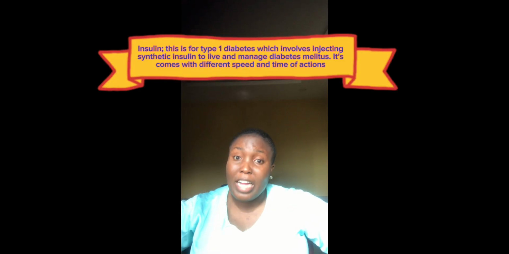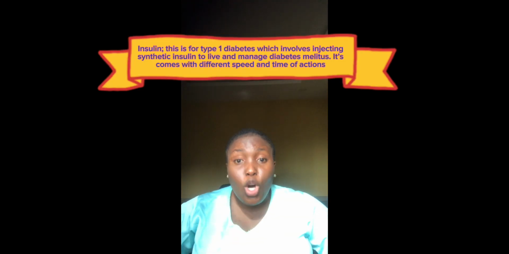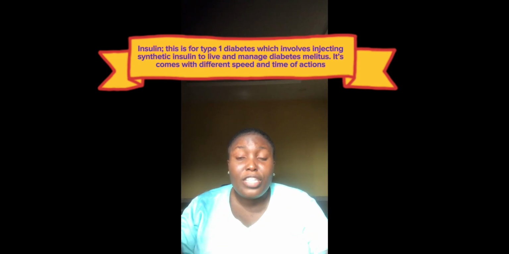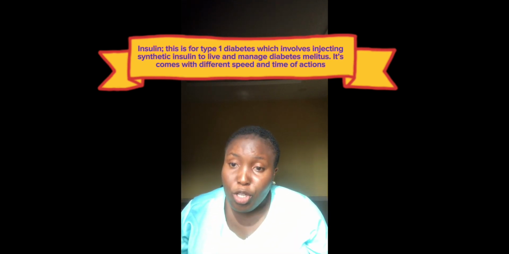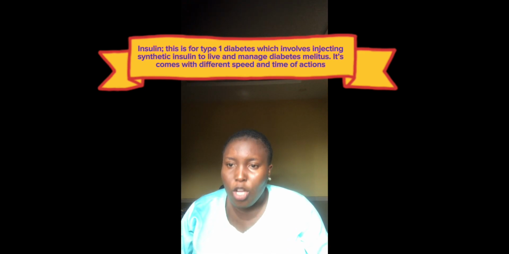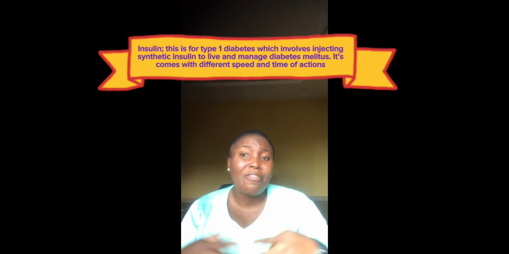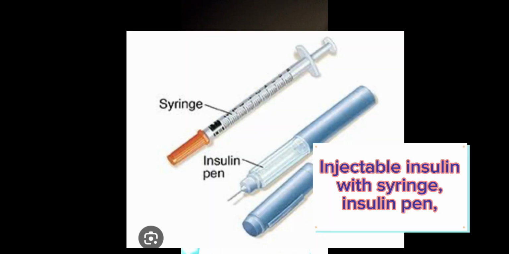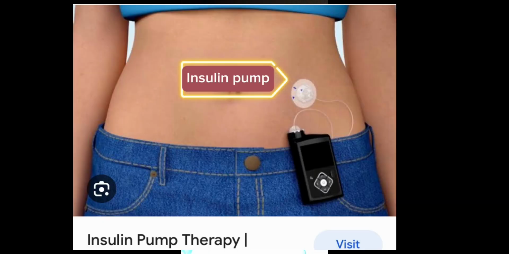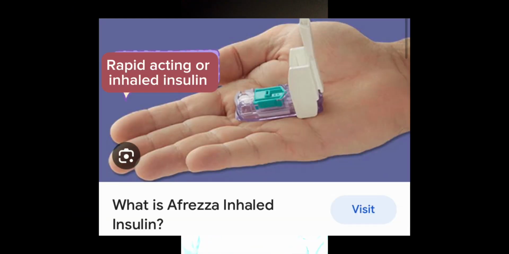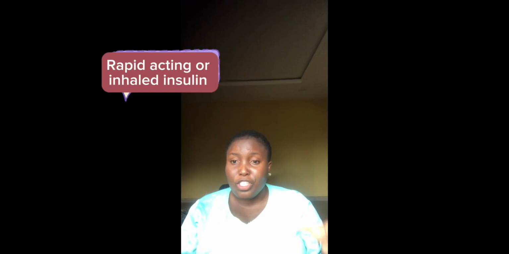Insulin will be administered for people that have type 1, because the pancreatic cells that are supposed to produce the insulin are damaged, so they will need to give them insulin. This insulin has different types which have different modes of action. We have the injectable insulin, the syringe insulin, insulin pump, rapid acting or inhaled insulin. Any type of insulin that is prescribed to you by your physician should be taken.